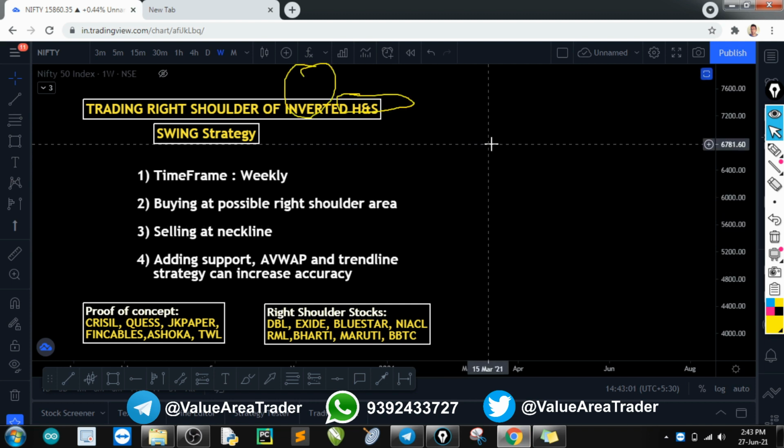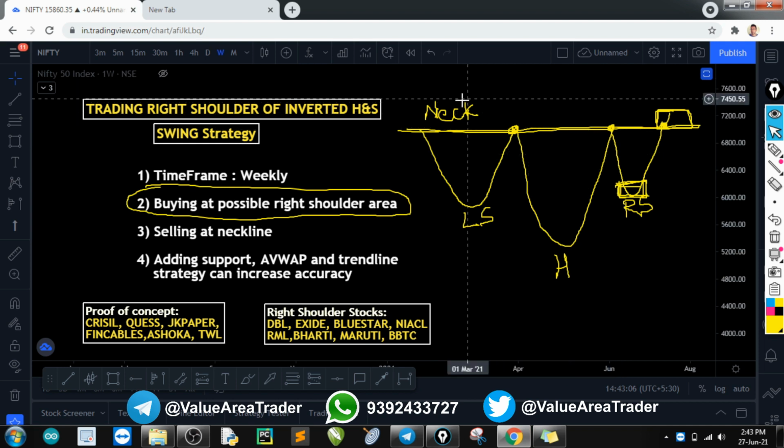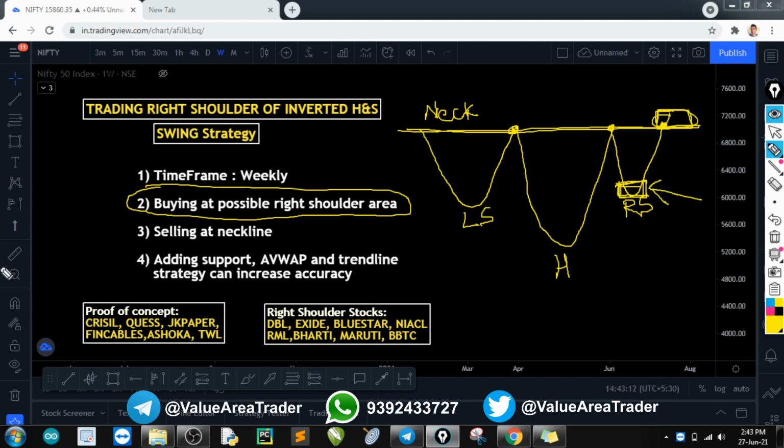So we're talking about the swing strategy, the inverted head and shoulders. We will be looking to enter at this particular right shoulder, and we would be exiting at the neckline. As you can see here, we will be selling at the neckline, and we will be buying at the right shoulder. We can never know which is the right shoulder area until the price reverses back and touches the neckline. Okay, so this is the strategy.